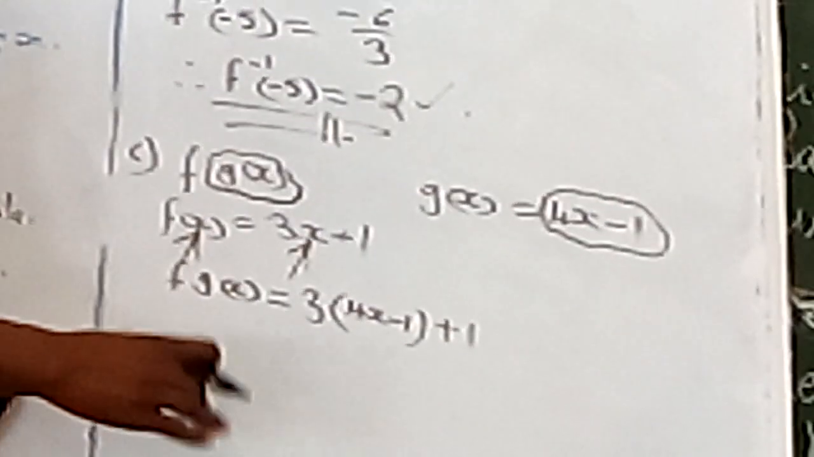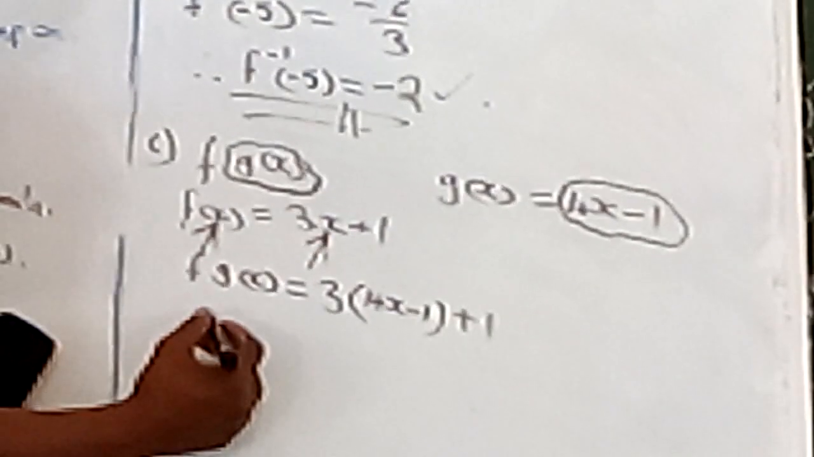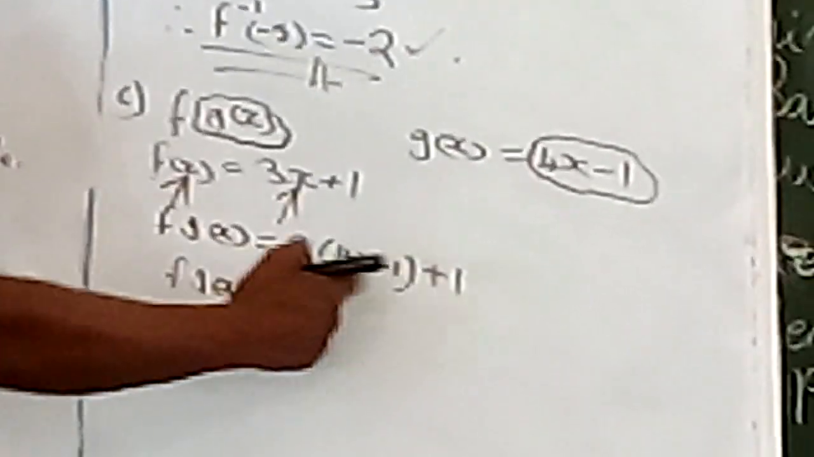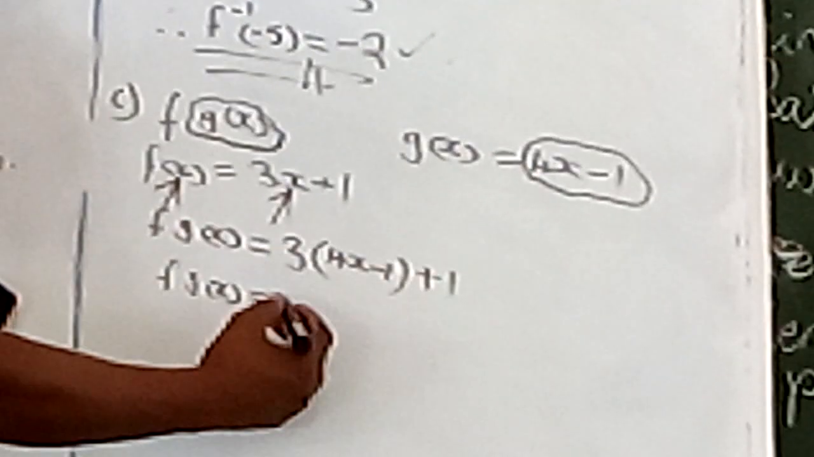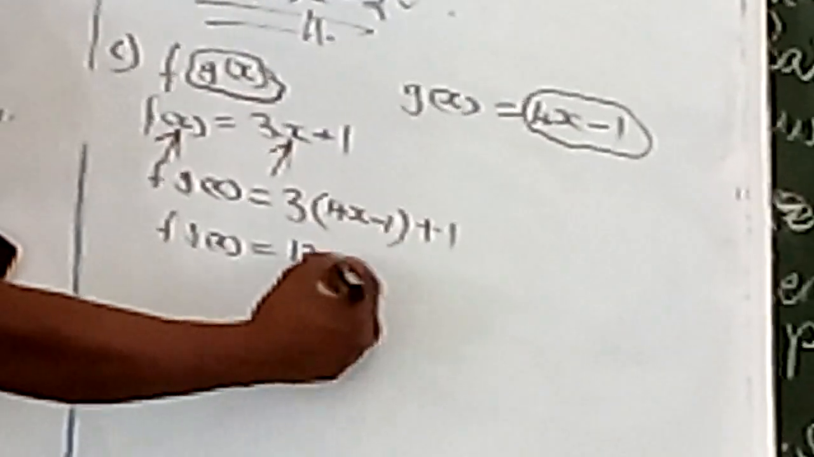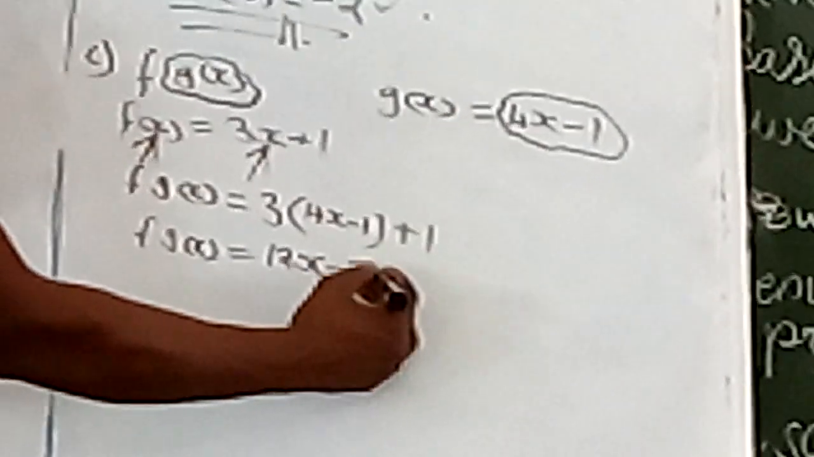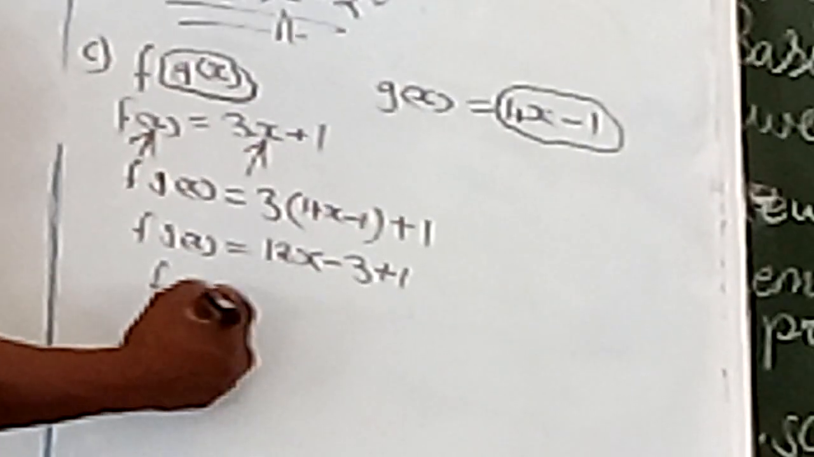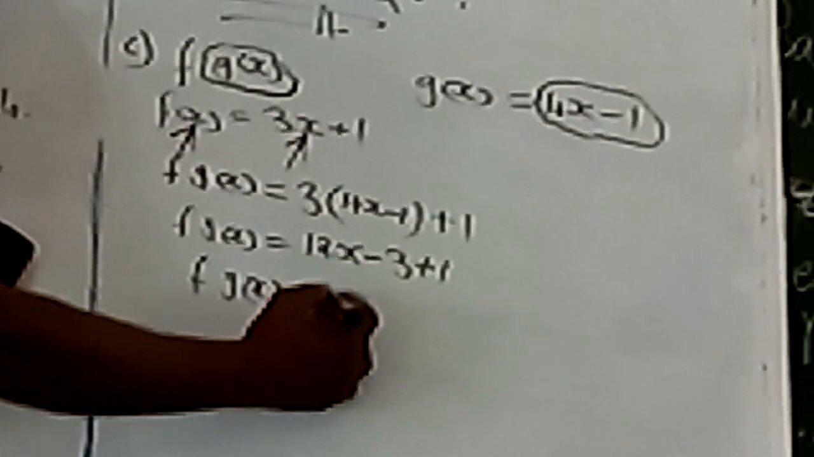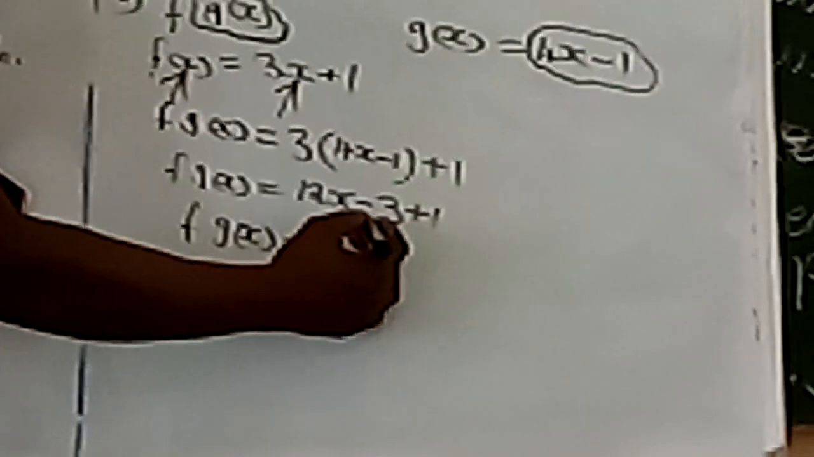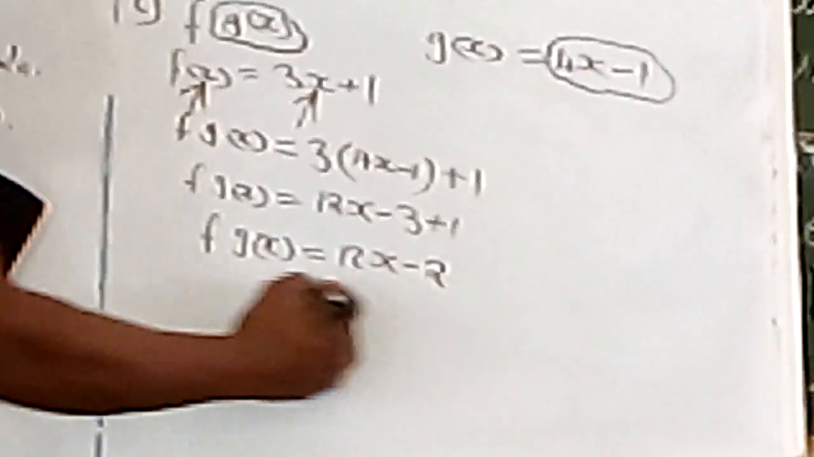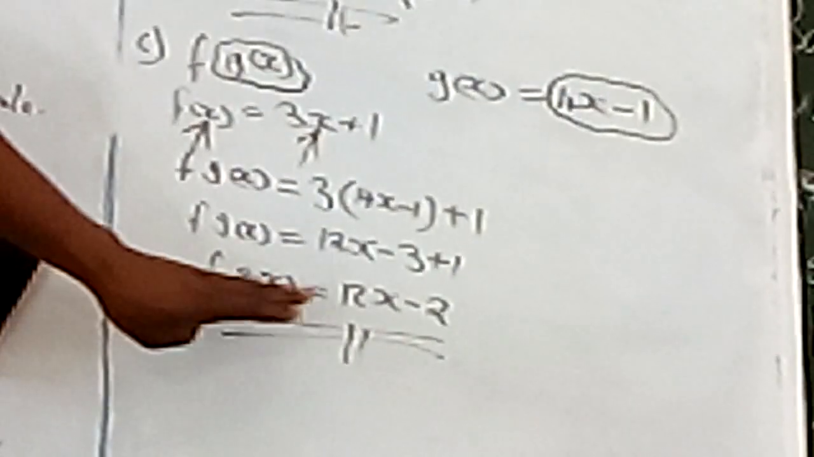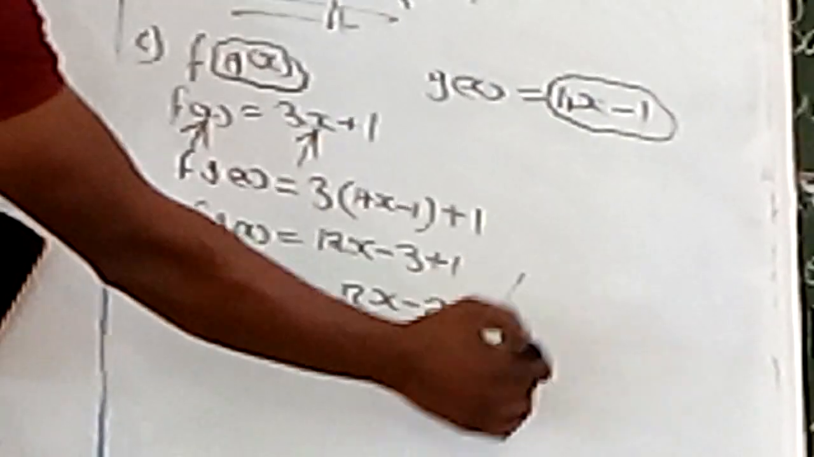Then simplify further. You put fg of x equals, you simplify this, 3 times 4x, that will be 12x, 3 times negative 1, that will be minus 3, plus 1. You go further, fg of x equals 12x, minus 3 plus 1 is negative 2. And this is the solution. You see that this cannot be simplified any further, therefore this is the solution here.